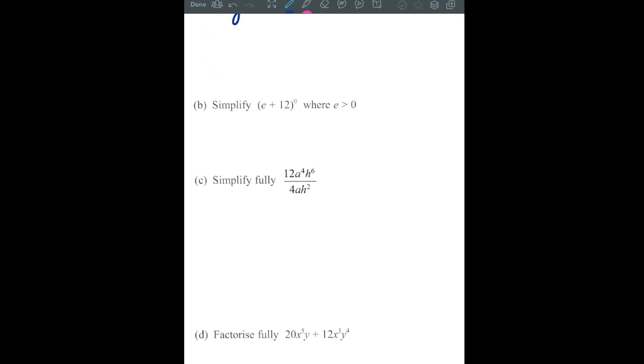So let's look at each part in turn. Let's look at the numbers first. 12 divided by 4 leaves behind a 3. Looking at the a's, I've got a to the 4 divided by a with a hidden power of 1. If I divide, I subtract the powers, so 4 take away 1, that's an a cubed. And finally, h to the 6 divided by h squared, subtract the powers again, we're left with h to the 4. There's nothing else I can do to simplify that, that is my final answer.